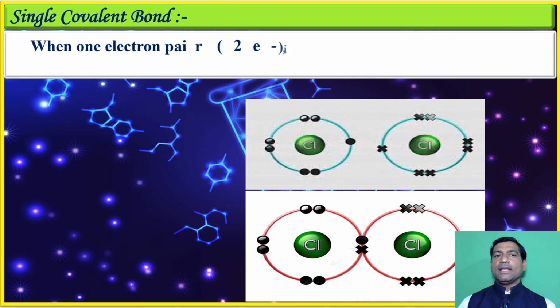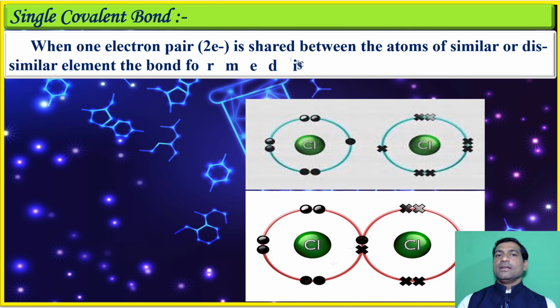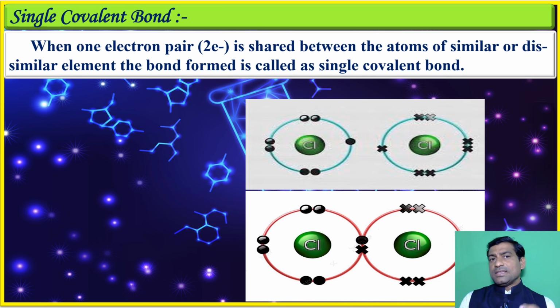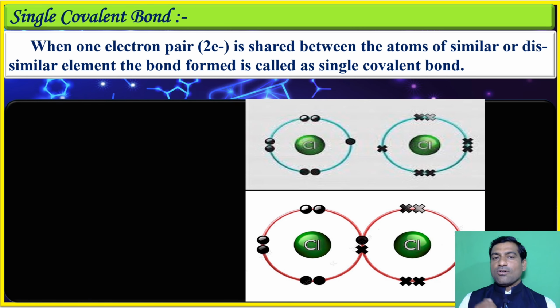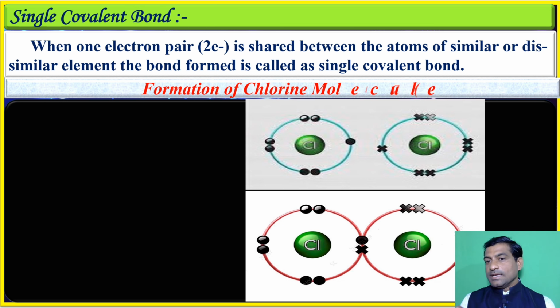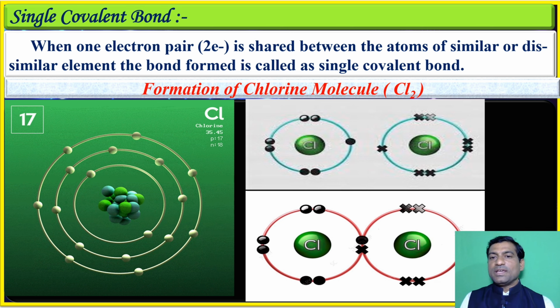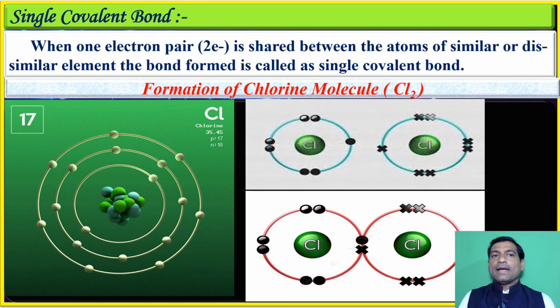We have to study the single covalent bond. When one electron pair, that is two electrons, is shared between the atoms of similar or dissimilar elements, the bond formed is called a single covalent bond. Means there is a sharing of a pair of electrons between two atoms. The atoms may be similar or dissimilar. Each atom can share one electron. Means one pair is shared between the two atoms.